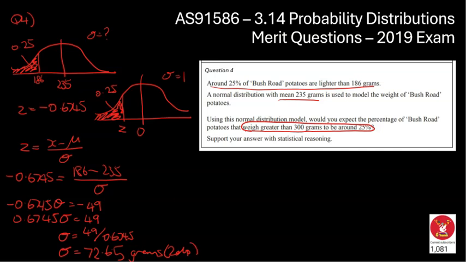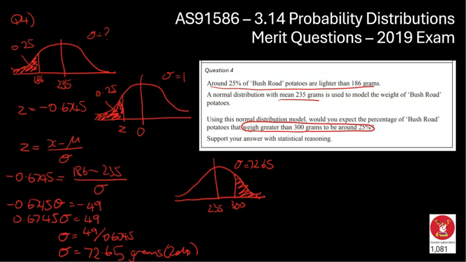So I'm now going to draw yet another distribution curve. So my mean, 235. My standard deviation, just calculated that to be 72.65. And we're trying to find the probability that something's above 300 grams. So that's going to be over here. So let's call that 300. And we're trying to find this shaded area here.